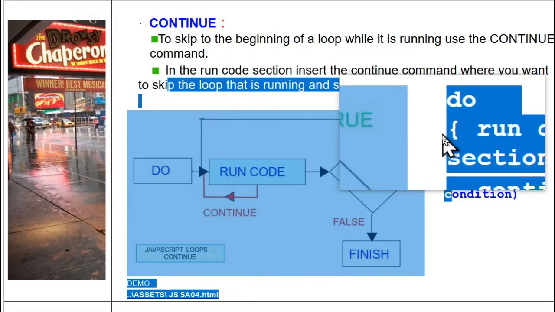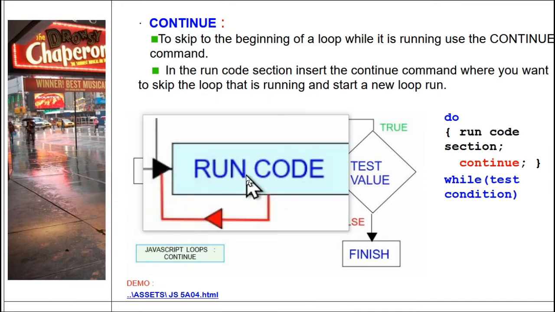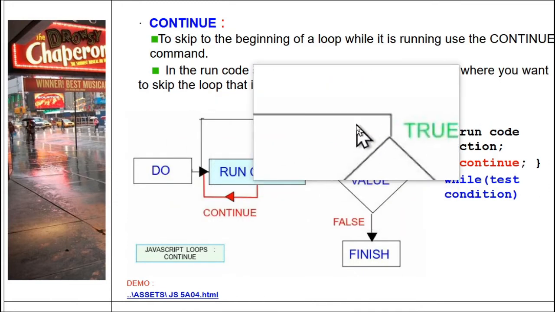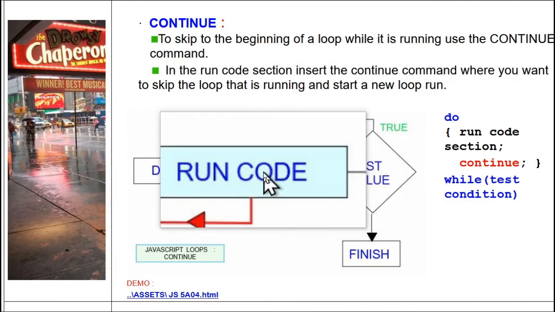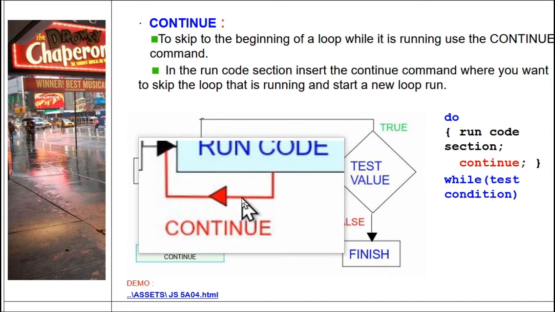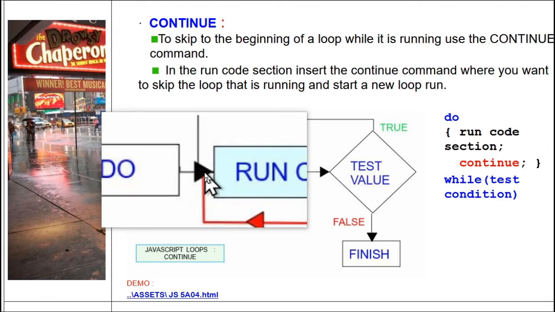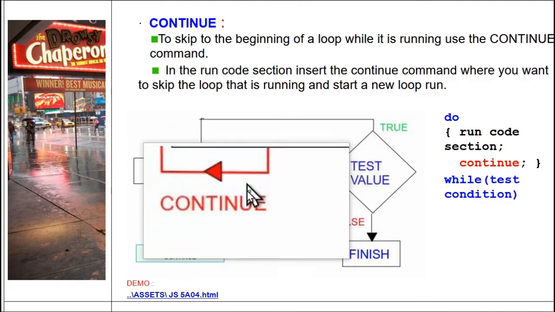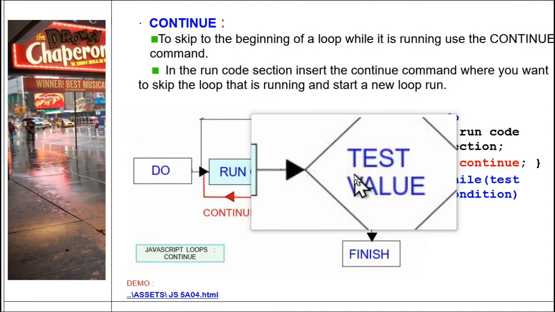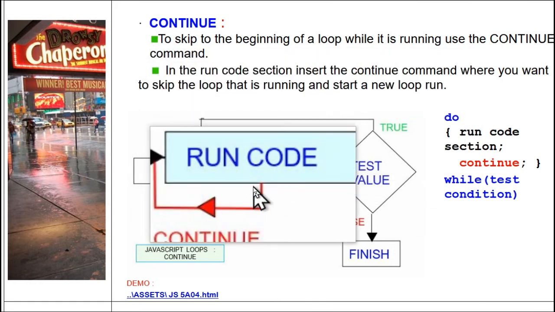So this is the way we go. We run the code, test the value of x, run the loop again, run the code. Is there a continue command? Okay, so we'll go straight back to the beginning of the loop, and the way we do that is by testing the value again, and we end up coming back to the beginning of the loop.